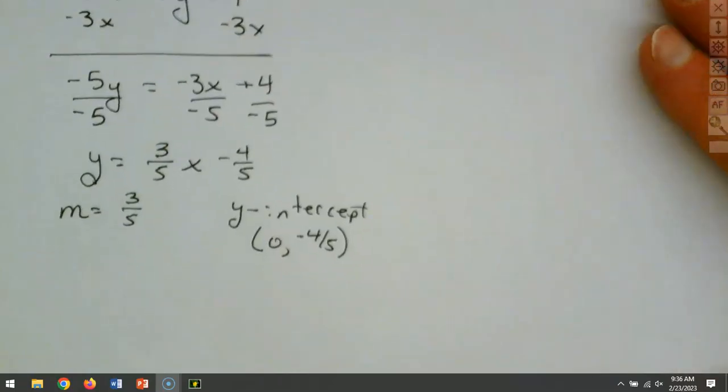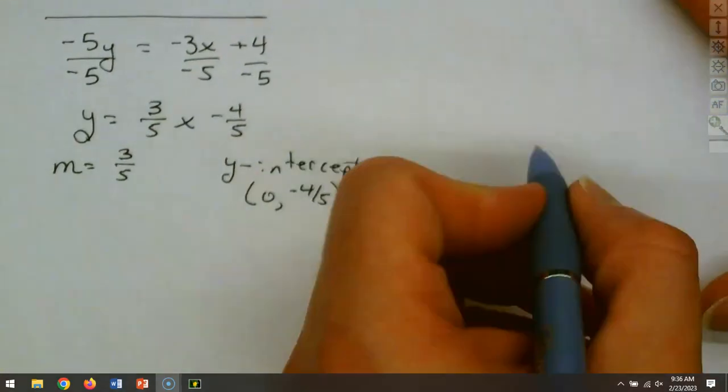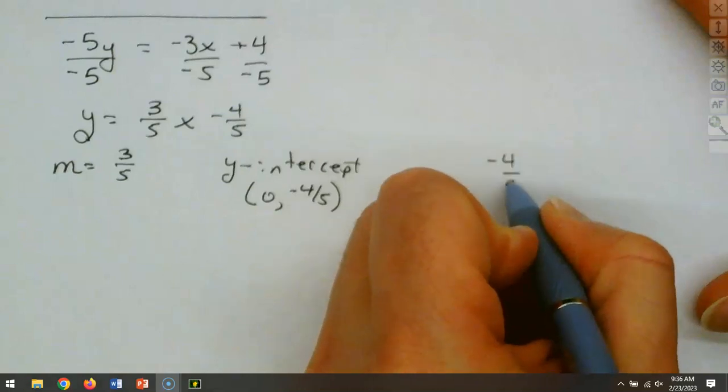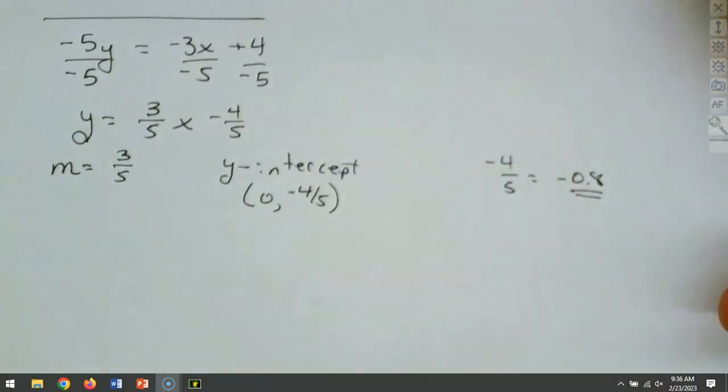Now what about negative 4/5? Well, it's a fraction, but what's negative 4/5 as a decimal? Well, that's negative 0.8, right? So where would that be at? That would be in between 0 and negative 1, and it's going to be closer to negative 1, isn't it? It's almost negative 1.